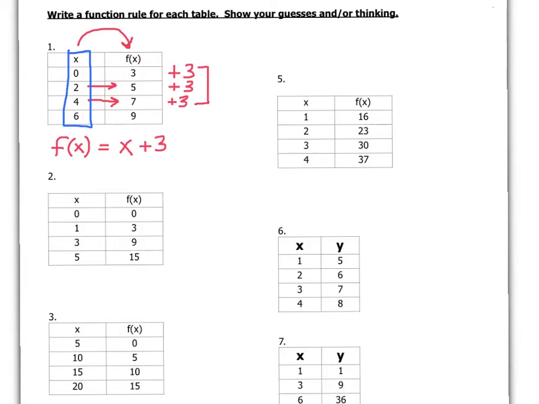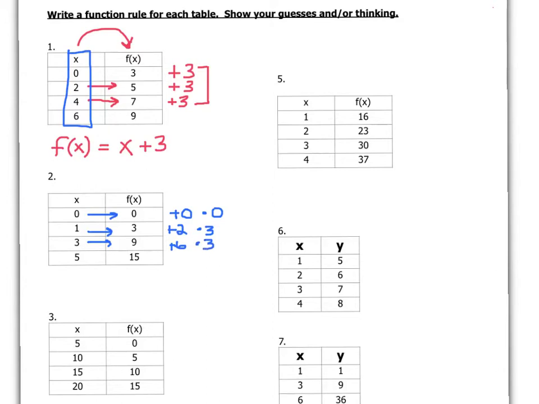All right, so let's look at number 2. How do we go from 0 to 0? Well, we would have either added 0 or multiplied by 0. That doesn't help us very much. So let's see, how do we go from 1 to 3? Well, we could add 2, or we could have multiplied by 3. So let's see, how do we go from 3 to 9? Well, we would have added 6, or multiplied by 3.